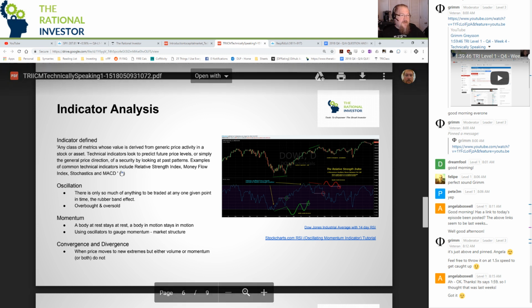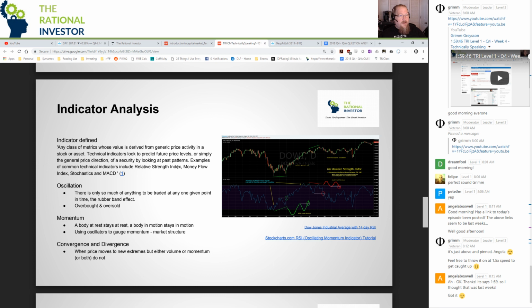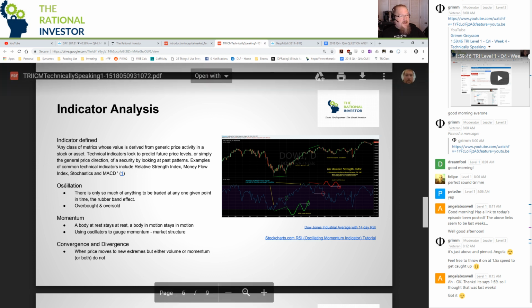Indicators. There's several indicators that we commonly see used. We see RSI quite a bit, both in the site and externally. I know a number of people that use MFI, Money Flow Index. I don't know many TRI folks that are using MFI, but I'm sure there are a few. Stochastic and MACD are very commonly used as well, and we will teach you about how we use MACD specifically.